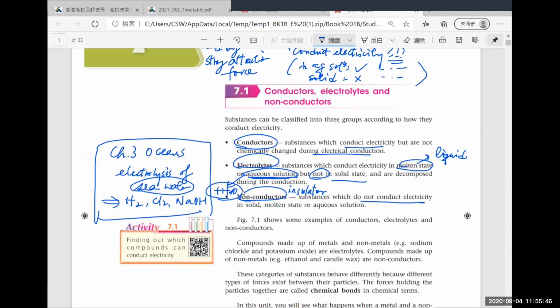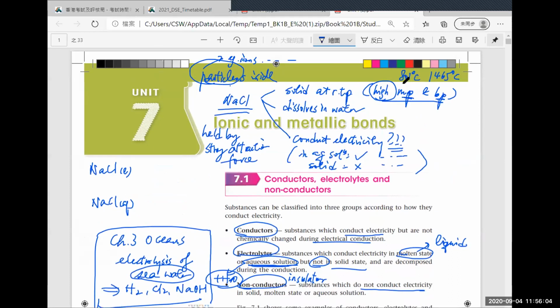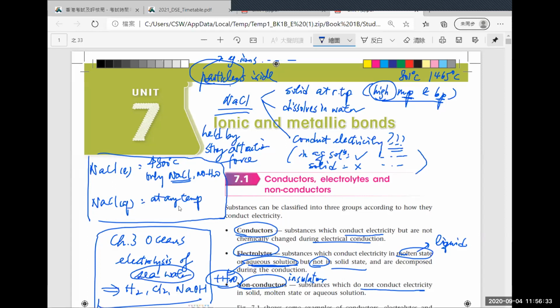So can you find the difference between sodium chloride liquid and sodium chloride solution? Can you see the difference between the two? Now, for sodium chloride liquid, you need to increase the temperature to more than 800 degrees Celsius. Very hot, right? Only sodium chloride, no water. Can you get my point? How about sodium chloride solution? At any temperature, you can have sodium chloride solution, and inside it is sodium chloride plus water.